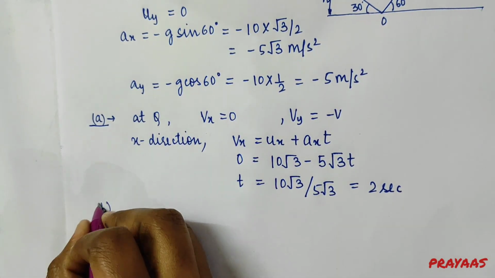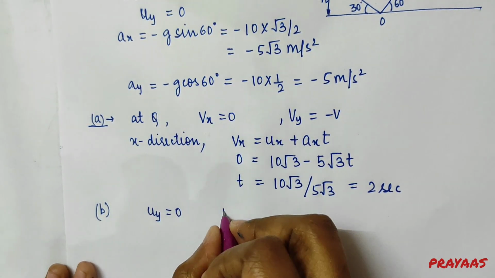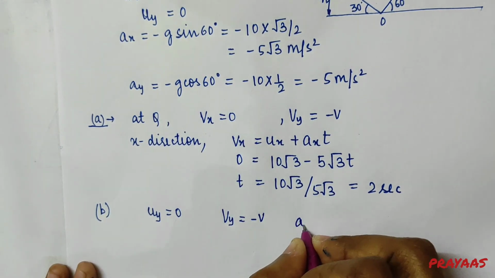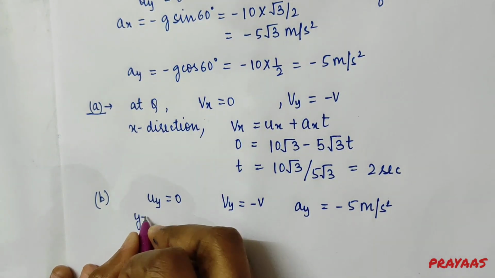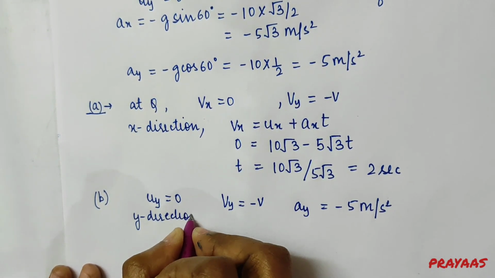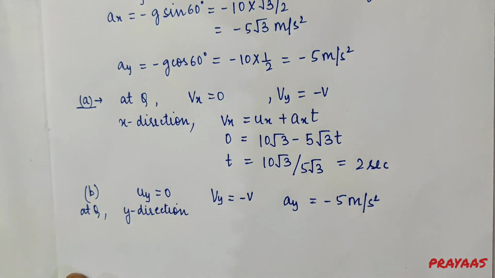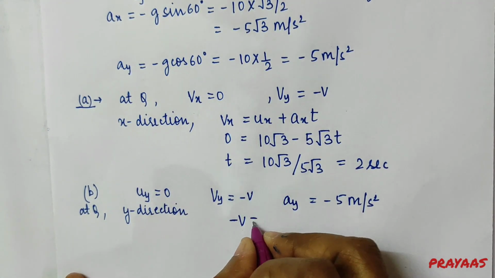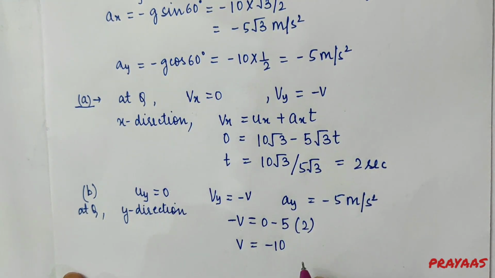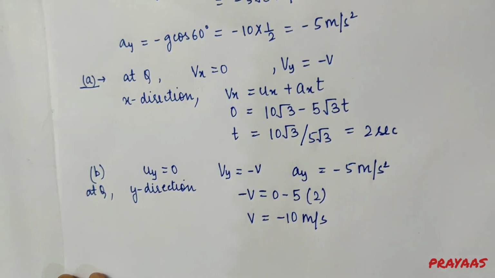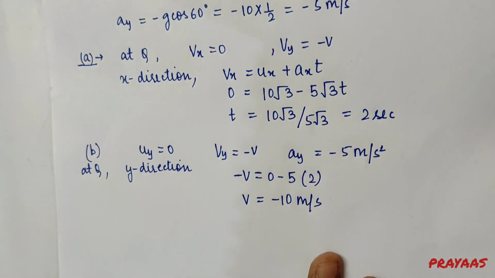For solving the second part of the question, at point Q, Uy is equal to 0, Vy is equal to minus V, and Ay is equal to minus 5 meters per second squared. So in the y direction at Q, I am going to apply the first equation of motion. So minus V equals 0 minus 5 into 2. So V will be minus 10 meters per second. So the velocity with which it strikes the inclined plane will be 10 meters per second.